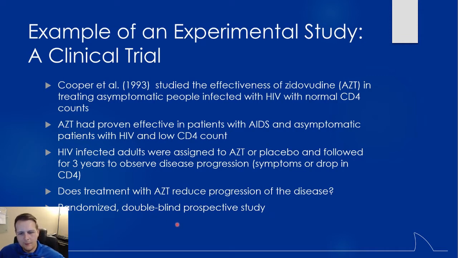And then prospective means moving forward in time, okay? So you kind of enroll people in the study right then. Either you set up your groups, you give the experimental group the drug, control group no drug, and then you follow them to see who has that drop in their CD4 count.